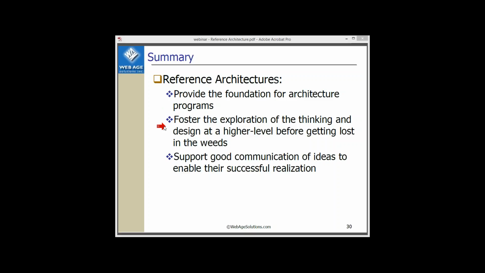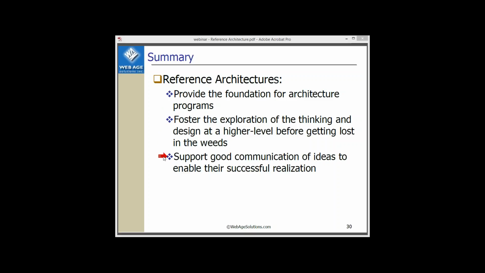It gets us to think about the higher level concerns, the primary concerns that are the most architecturally important to us, to think through those things, look for risks, look for things that are missing that we hadn't thought of before we get too far into the detailed design process.